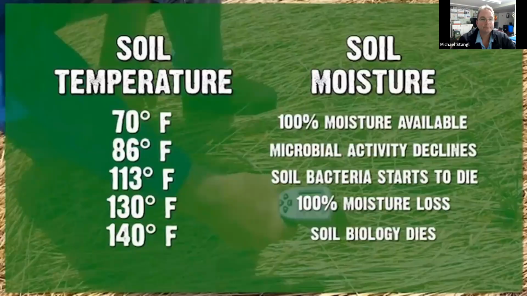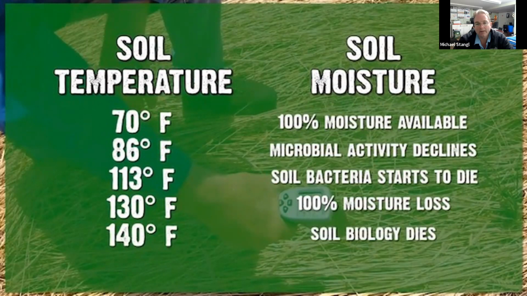Here's what I was talking about, the temperatures. This is from ag, and this applies to lawns and flower beds everywhere. You can see at 70, 100% moisture is available. That's where we've got to try and keep your soil temperatures. So up here, we've got to cut higher. We've got to seed. I like aerating, then seeding, and that's what I'm doing right now.